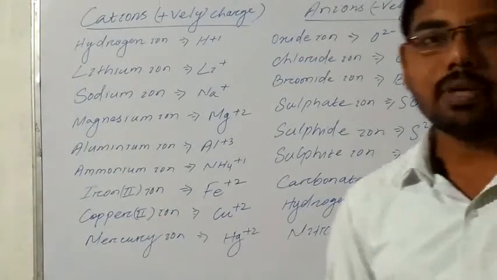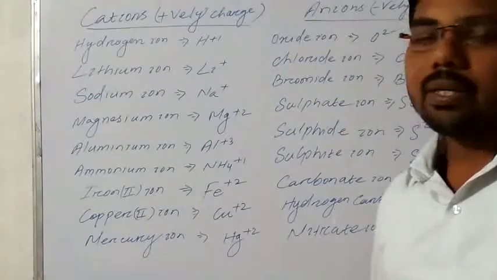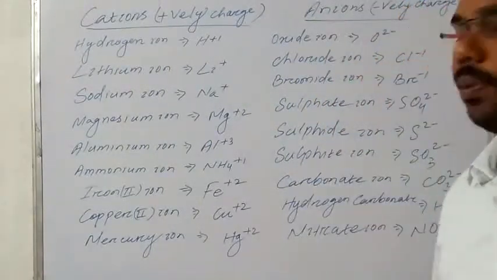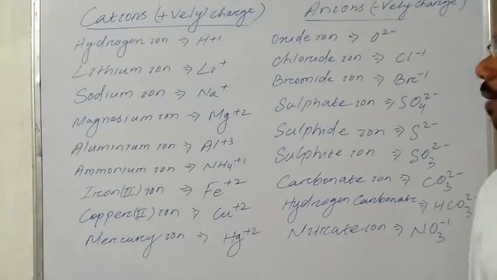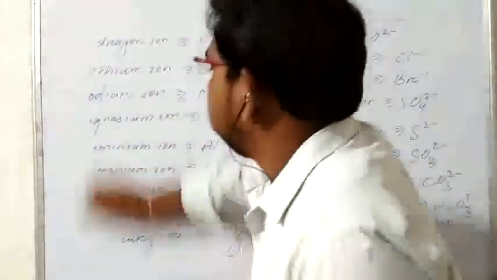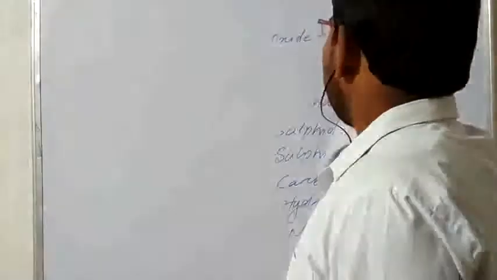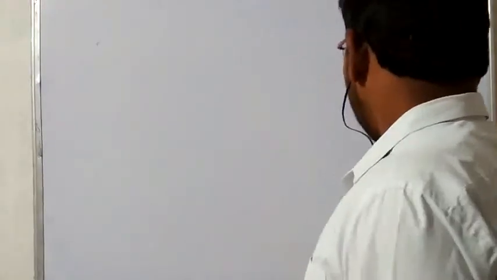Okay, so this is the most important. This one will help in writing the names of the compounds. Okay, this is the most important. So all of you are requested to remember these cations and anions. Okay, so all of you are requested to write this one. So after the cations and anions, now we have to study how to write the names of these compounds or molecules with the help of these cations and anions.